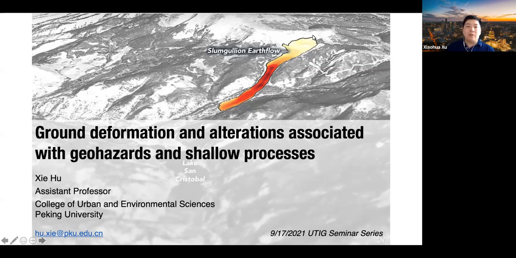So Xiaohua received her bachelor's degree in geoinformation science from China University of Geoscience, Wuhan, and her master's degree in remote sensing from Wuhan University in China. She then came to Dallas, Texas, and acquired her PhD degree in geophysics from Southern Methodist University. After graduation, she went to California and worked as a postdoc at UC Berkeley before she joined the University of Houston as an assistant professor. And now she is an assistant professor at Peking University.